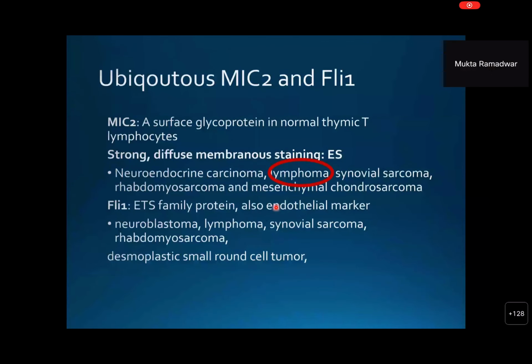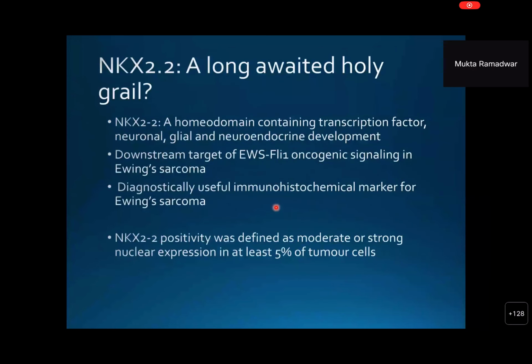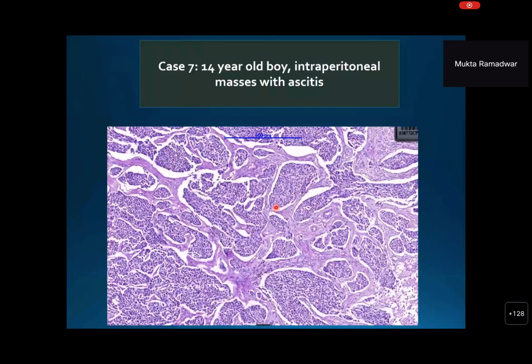Case 7, 14-year-old boy, intraperitoneal masses with ascites. Who is going to take this case? I think this should be my last case because I have some closing slides as well. Ma'am, I can explain. Yes, anybody, yes.